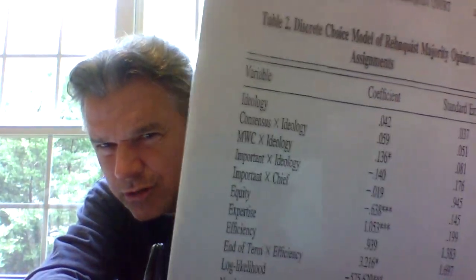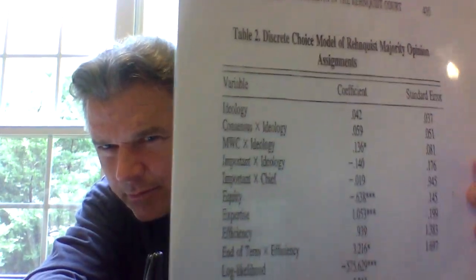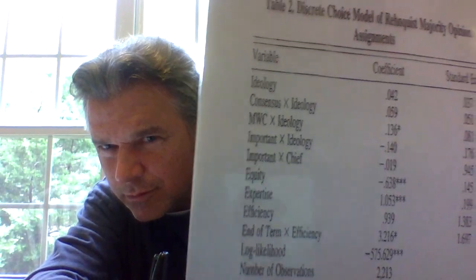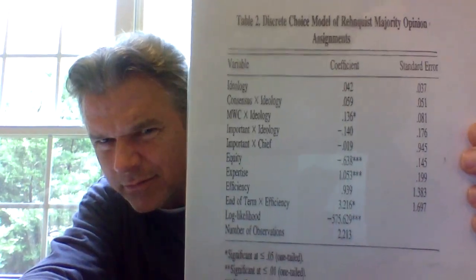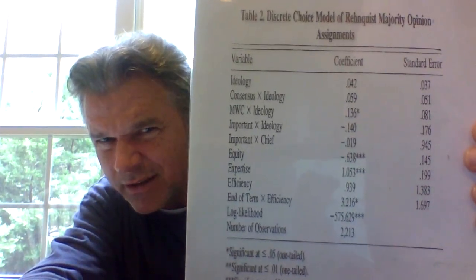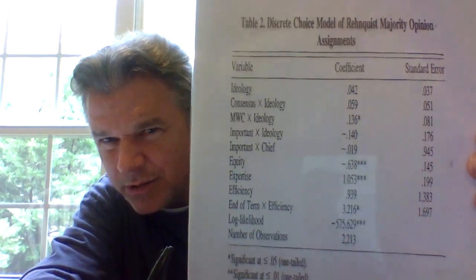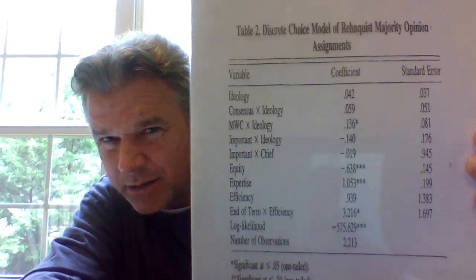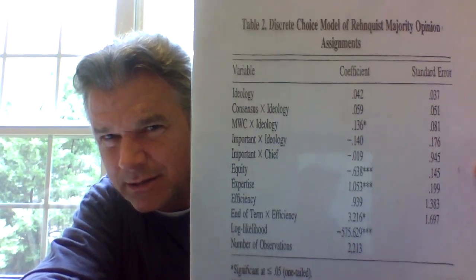Okay, this was a discrete choice model. There we go. Can you help me, Michael? I got it. Okay, there we go. Discrete choice model of Rehnquist majority opinion assignments. Okay, Michael, so you can see this. Let's go down this.